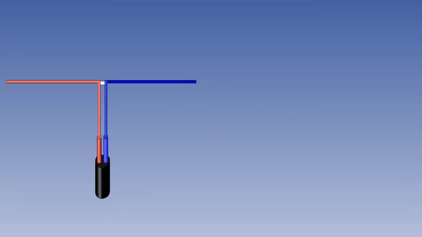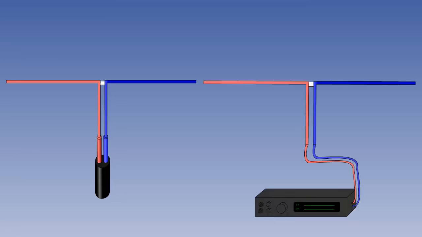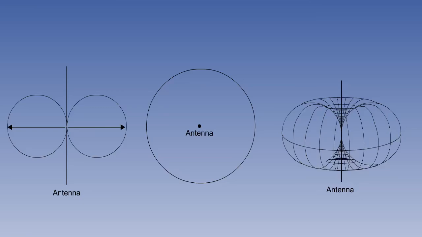Let's look at a half-wave dipole. It is divided into two equal lengths, with each half connected at the center to a feeder cable, which carries the alternating current. You will be familiar in your home with a ribbon antenna attached to your tuner. This is a half-wave dipole. The emission from a half-wave dipole antenna is greatest at right angles to the center of the antenna and zero at the ends of the antenna.